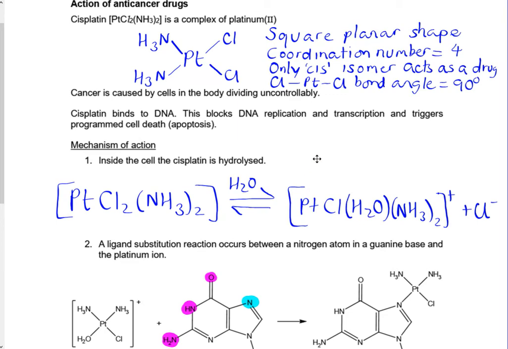In order to keep the equilibrium shifted to the left hand side, the cisplatin is injected into the patient in a saline solution. That's a solution of sodium chloride. You have a high concentration of chloride ions, it shifts the equilibrium to the left. Inside the cell, the chloride ion concentration is much lower, so the equilibrium shifts to the right and the cisplatin is hydrolyzed. Once it becomes positively charged, it's trapped within the cell and can't leave through the cell membrane.